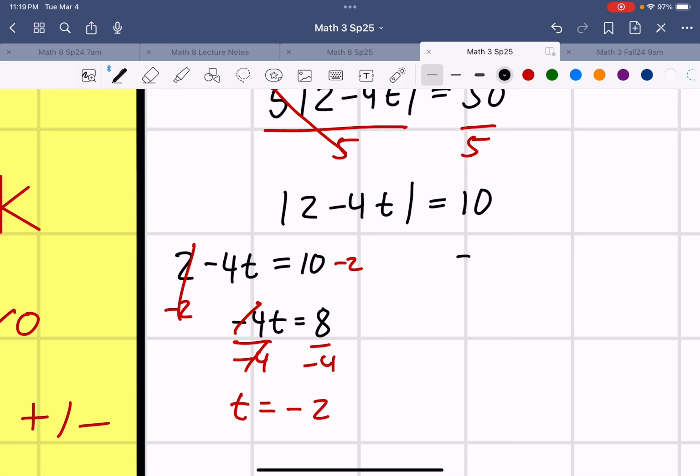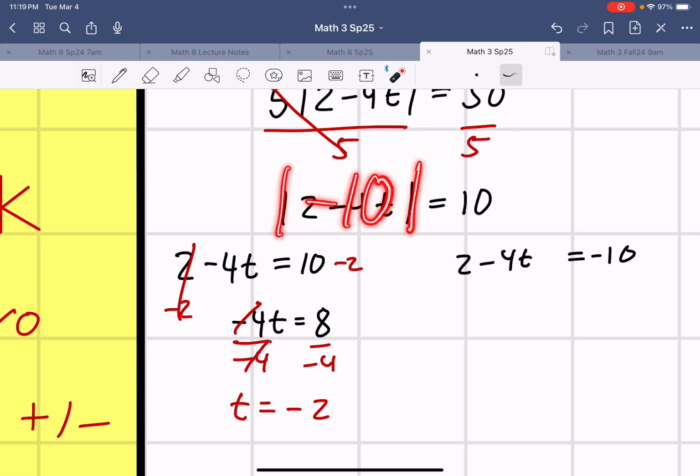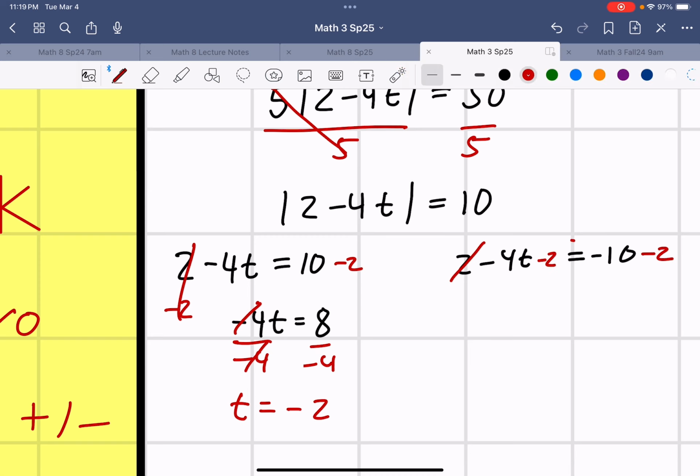But let's not forget, I need to make my other problem. But now it's going to be equal to negative 10. Not because of this, it's because of the absolute value. I need a negative 10 inside, because when I apply the absolute value, I know I get a positive 10 out. So same thing again, I'm going to subtract 2 on both sides of the equation. Normally you want to write things in a straight line, not like this bottom I did here, which I'll just leave there for now.